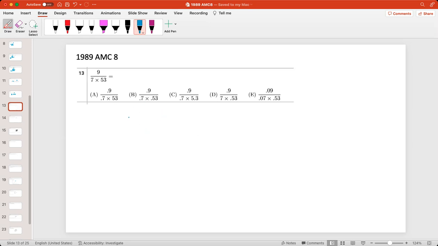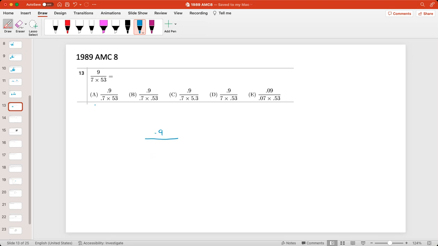9 by 7 into 53. Okay, so here if you see, in 4 of the options we have moving by 1 decimal point, which means we are dividing the top number by 10, right? So it becomes 0.9. You're dividing this by 10. Now I have to divide the bottom also by 10, right?